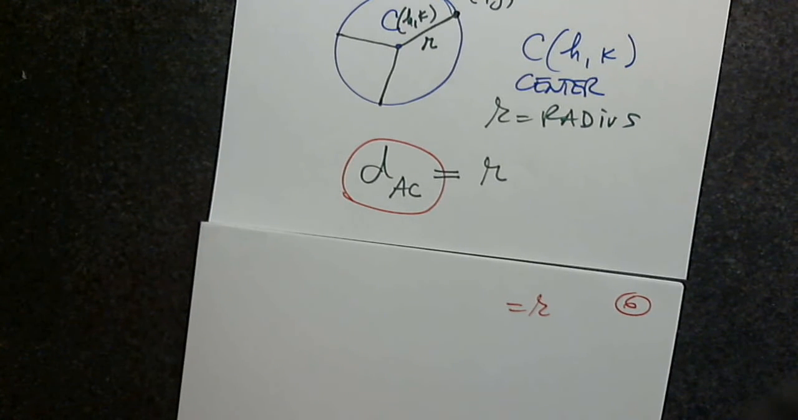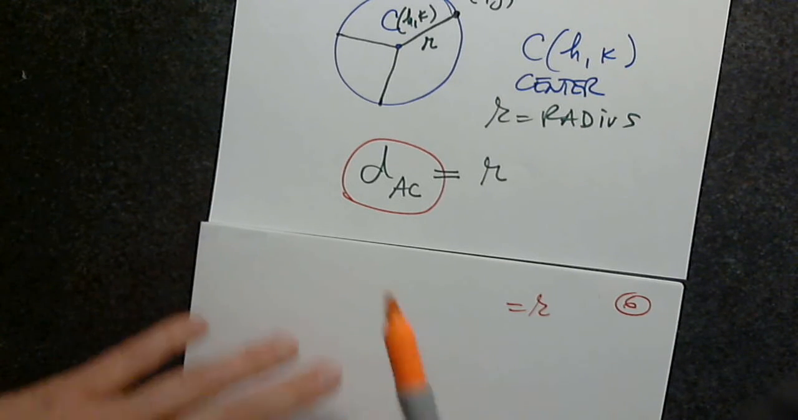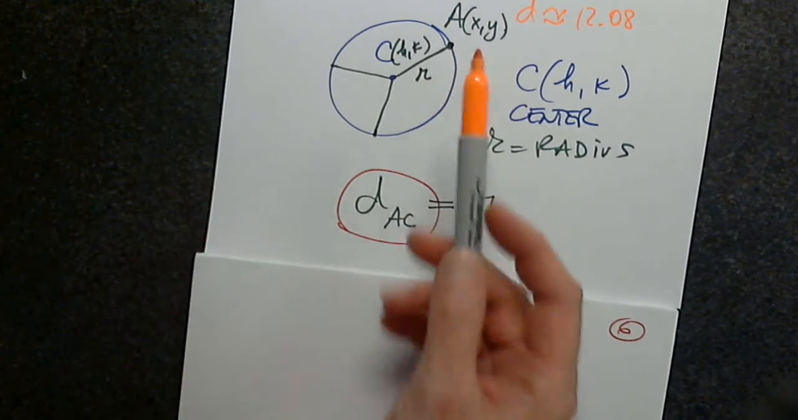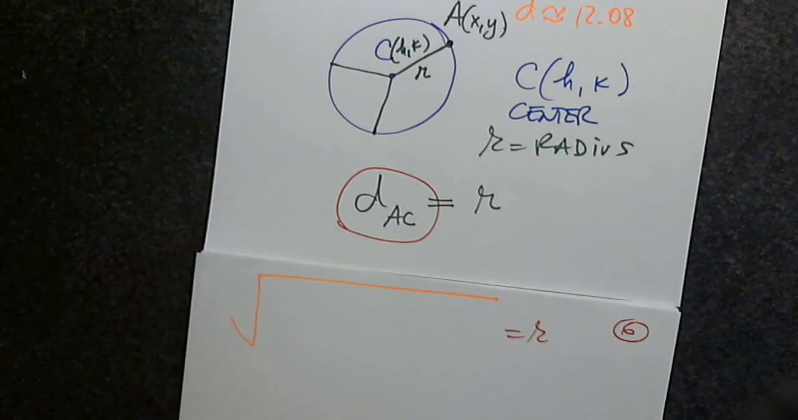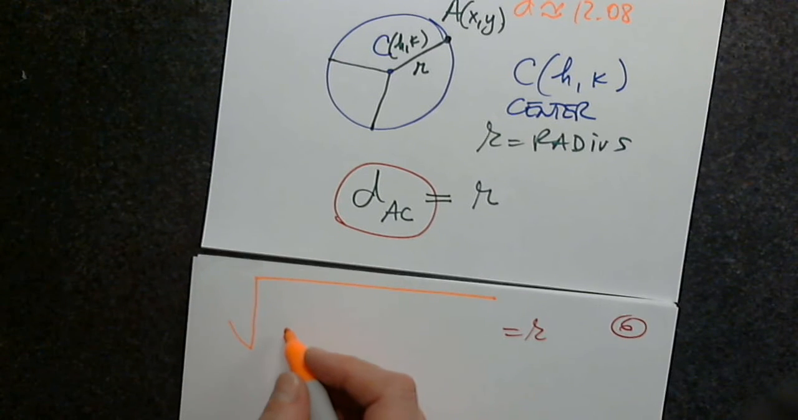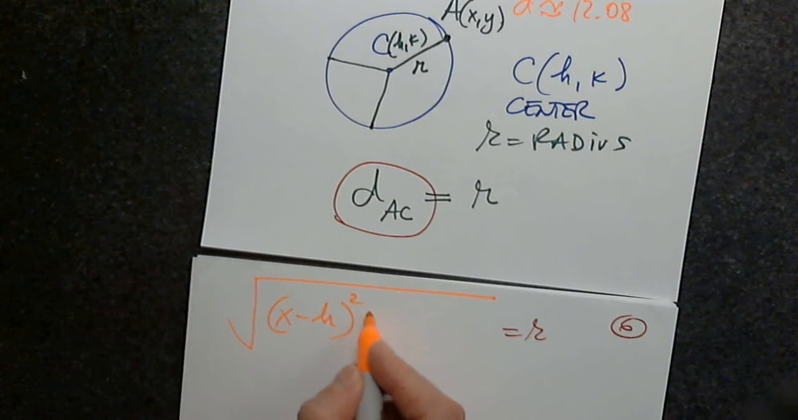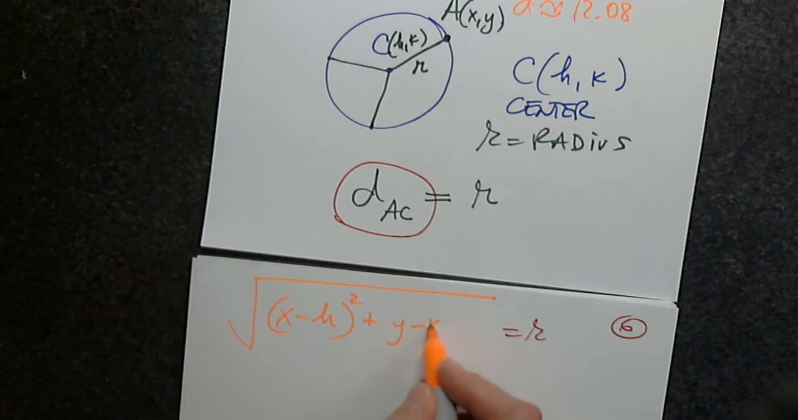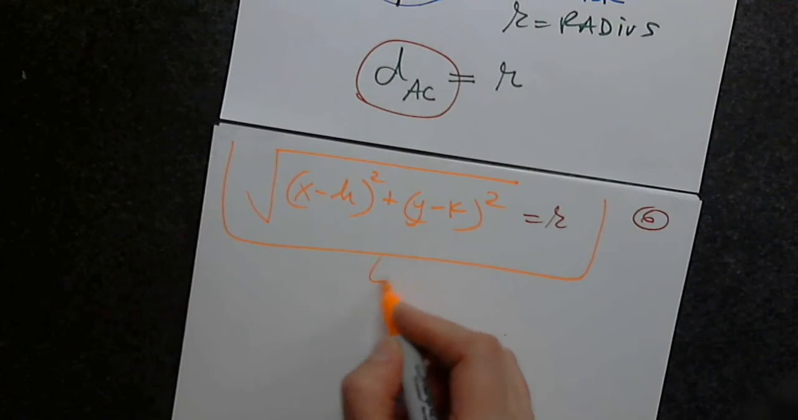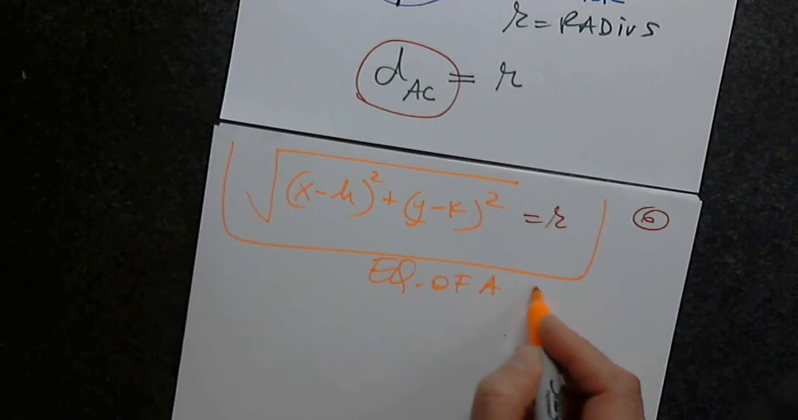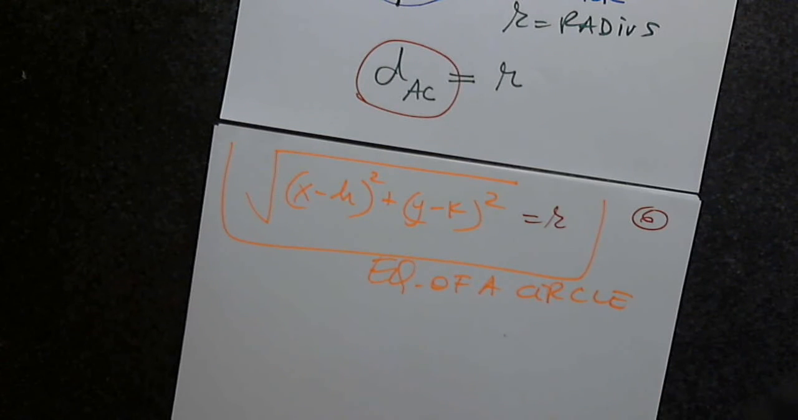Go ahead, try it. It's up to you. Anyone? Yes. So you have to say the square root. Yes, I'm ready. X minus h squared plus y minus k squared. That's it. This is the equation of a circle.